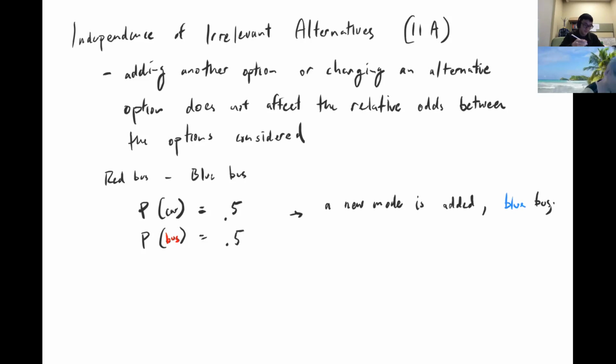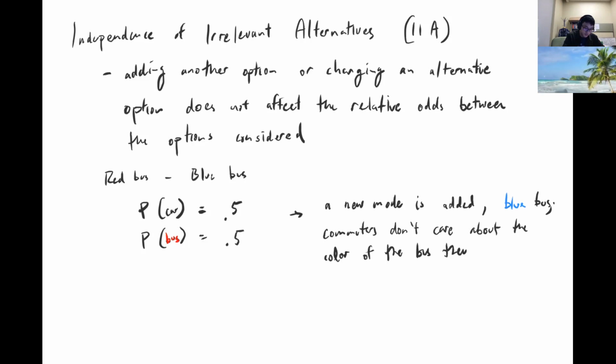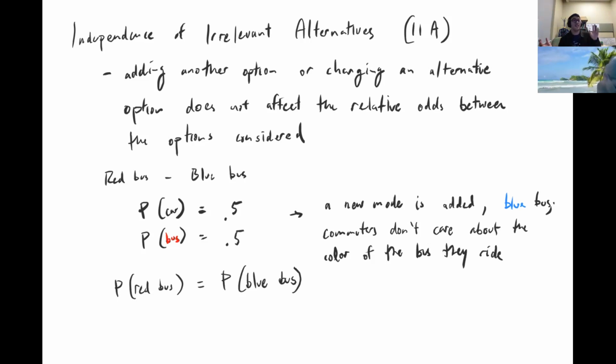Okay, so let's say commuters don't care about the color of the bus they ride. That would then mean that you should have something like the probability of the red bus is equal to the probability of the blue bus. So that's fairly straightforward, right?